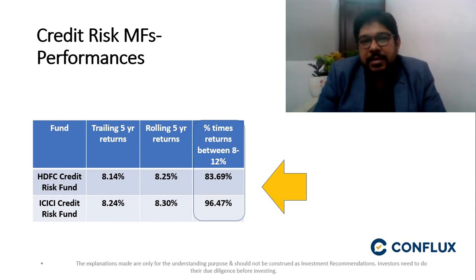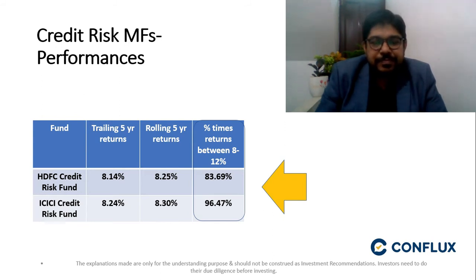If one looks at a standalone number, the probability is in excess of 80 odd percent. In HDFC it is 83%, in ICICI it is 96%, that for a 10-year period these two funds will deliver between 8 to 12 odd percent, and that's a very good probability to work with. But when you want a comparison with other categories, one will always want to go for a 100% probability if there is a choice, rather than a lower probability. So things should be looked at from that perspective.